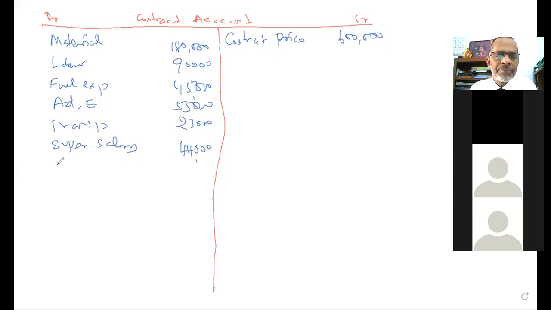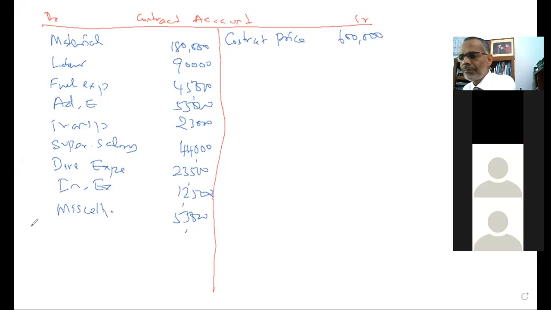Okay. Next one. Direct expenses 23,500. Next one. Indirect expenses 12,500. I told you, direct or indirect doesn't matter. Record in the debit side, compare with the contract price. Next one. Miscellaneous expenses 65,000. Next one.